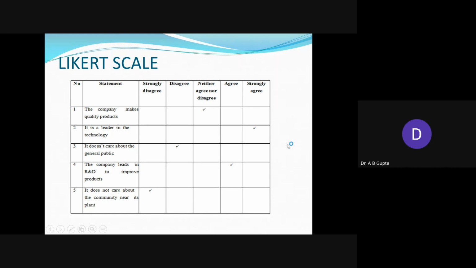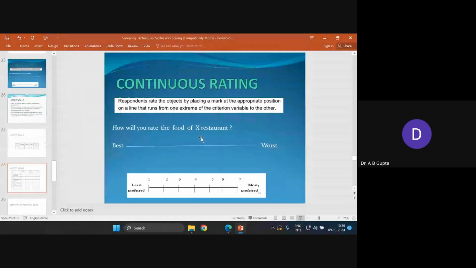So again, now I think things are clear. I am giving certain statements about the image of a company, or I want to check the characteristics of something. So I make certain statements, and I get the feedback of the people on these 5 points: strongly disagree, disagree, or agree, or neither agree nor disagree. On these 5 points, I am getting your feedback. And after that, I combine all these things. So this is the Likert scale. Is it clear? Any question on the Likert scale?